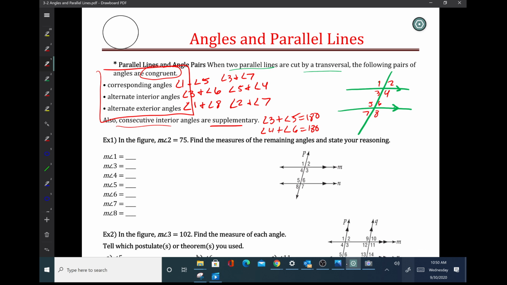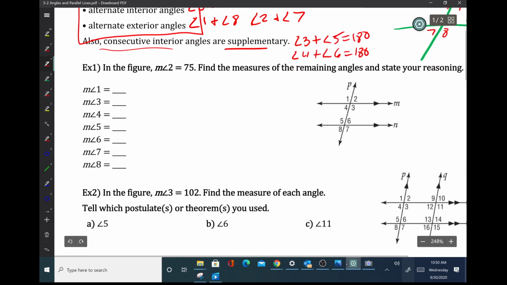Okay, so in this box, these are all congruent: corresponding, alternate interior, alternate exterior, and consecutive interior are supplementary. Okay, so first question. All right, what do we know? The measure of angle 2 is 75. Okay, so this is 75 degrees. So we're just going to go around the room. You guys ready? Yes, sir. I thought I was, oh, I didn't present anything. Okay, let's just start from the top. Ava, you there? So based on angle 2 being 75, what do I know about angle 1?